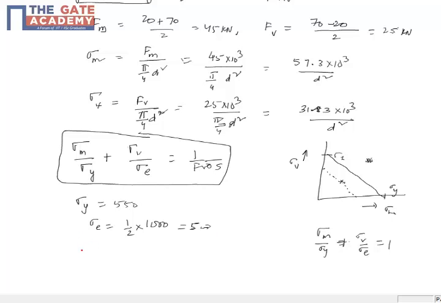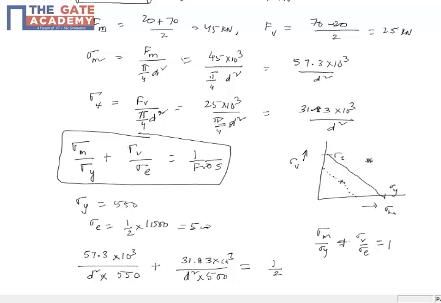Now let's substitute everything in the left side of this equation: sigma mean is 57.3 into 10 power 3 by d square. Remember, I am substituting stresses in MPa and forces in Newton, so the diameter you automatically get in mm. Sigma yield is 550 MPa, and the variable stress is 31.83 into 10 power 3 by d square, and the endurance strength is 500. So on the left side I have everything, and the factor of safety is 2.